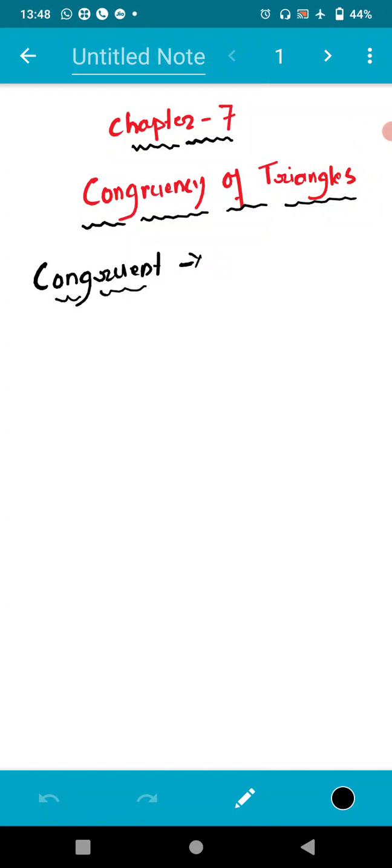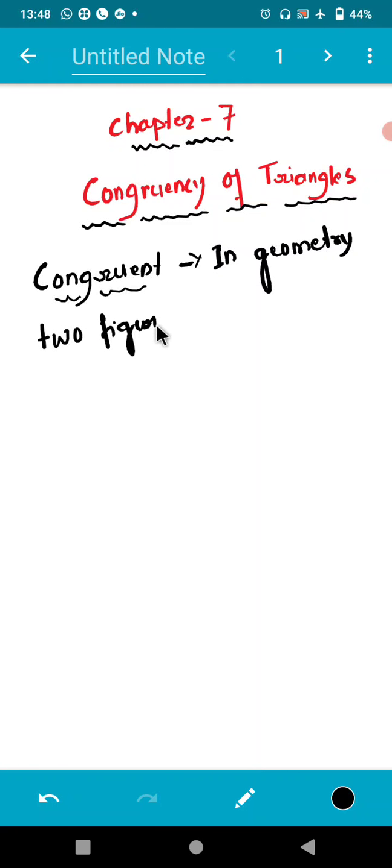Let me give you the definition of congruent, and normally this term is used in the section of geometry in mathematics. We'll start our definition as: in geometry, two figures. Now it's not mandatory that we can only compare two figures. There could be 3 figures also, 4 figures also, 5 figures also, but normally when we are writing a definition, we compare any 2 objects.